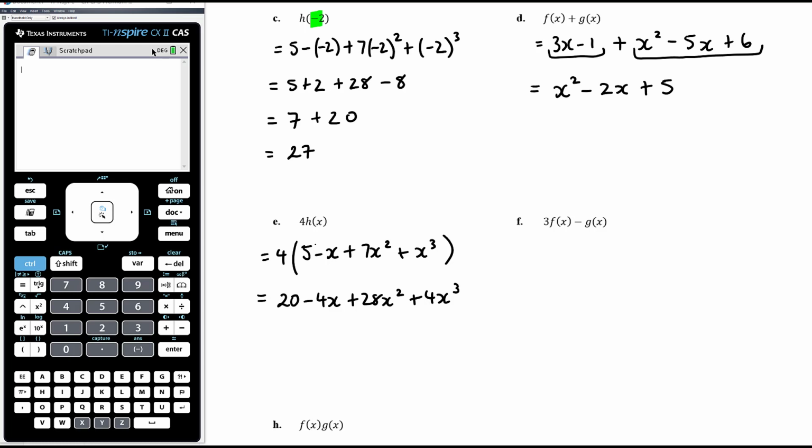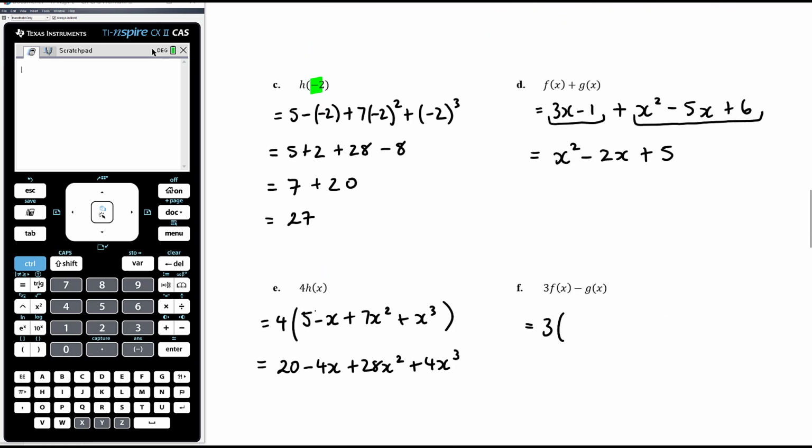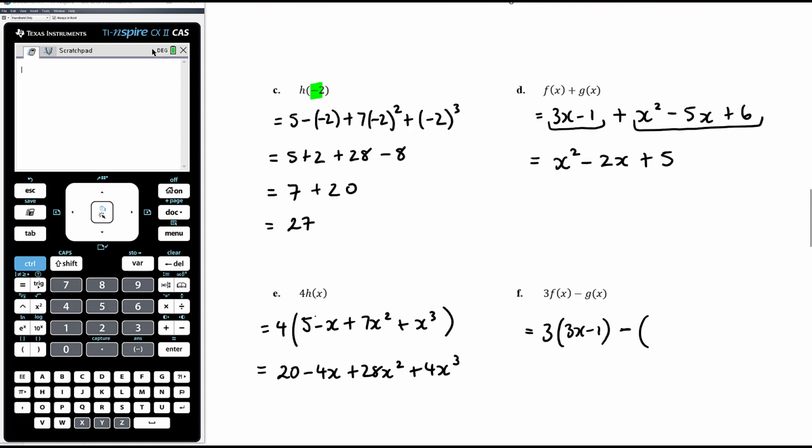Alright, next is 3 times f of x minus g of x. Okay, so we need 3 times f of x. Now f of x is 3x minus 1. Take away g of x. Now, careful because you're subtracting. Make sure you put g of x in a bracket because you're going to need to subtract everything. So g of x is x squared minus 5x plus 6.